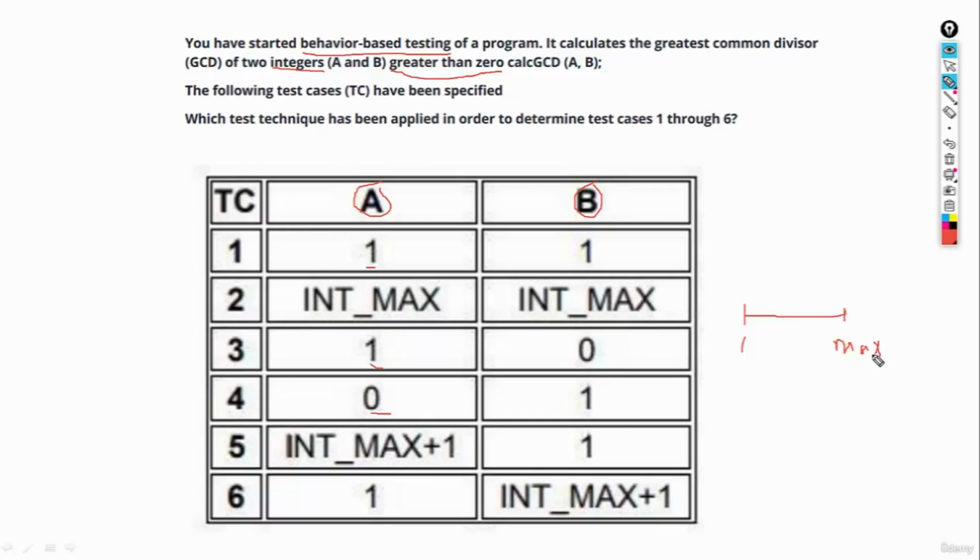So if I'm going to apply boundary value analysis, I will test at 1 and maximum, and I will test at an invalid boundary which is 0, and I'll test at another invalid boundary which is maximum plus 1. So that's why this tester chose these 4 values. You will find that all the inputs that are provided in this example are provided using boundary value analysis values. So this is the technique that has been used.